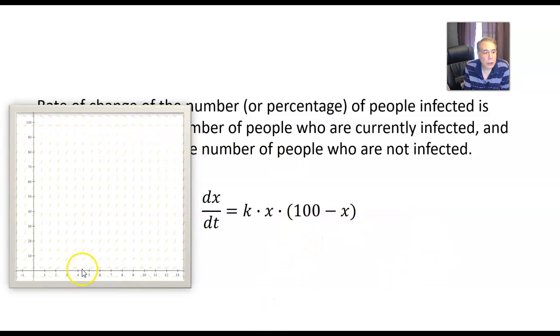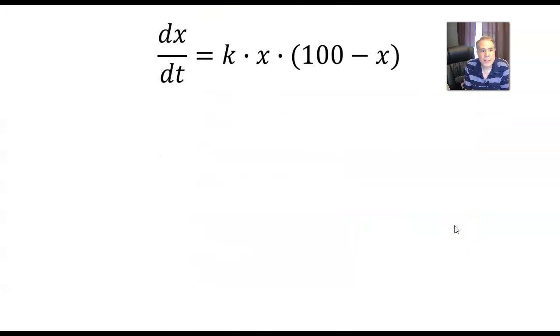If x is close to either 0 or 100, the rate of change of x, the spread of the infection, is going to be close to 0. But if you're somewhere in the middle, like right around 50% infection, then it's going to be spreading a lot more rapidly. So let's solve this differential equation.